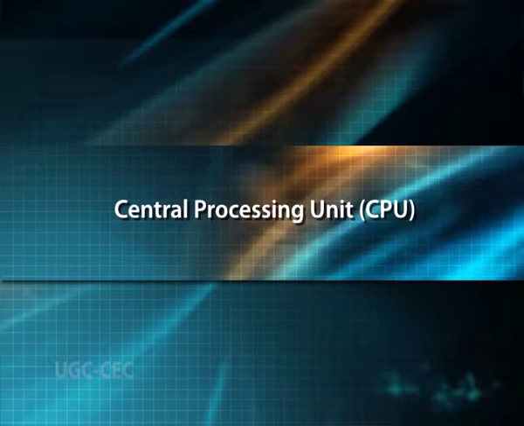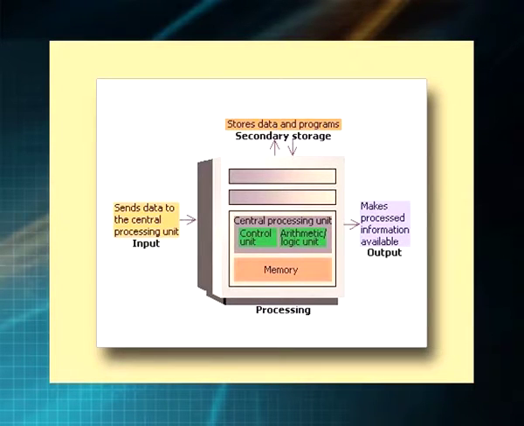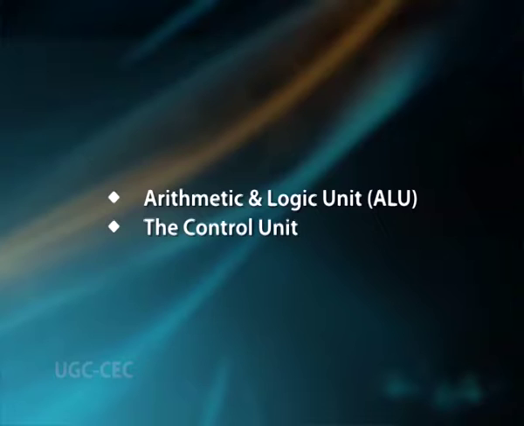Central Processing Unit (CPU). The CPU receives data and instructions, stores them temporarily, and then processes the data as per the instructions. Because the CPU performs many different functions, there is a need to divide it up into its components. There are two main components. They are the Arithmetic and Logic Unit or ALU and the Control Unit.